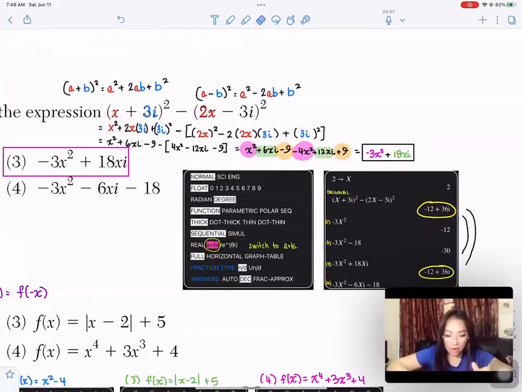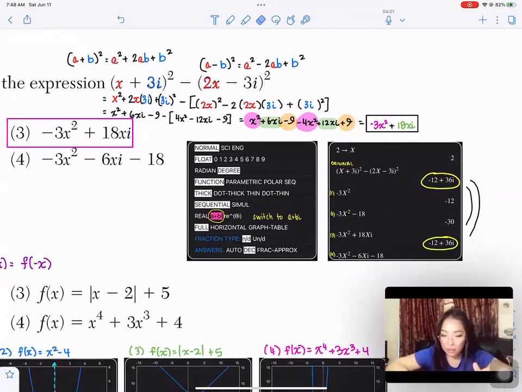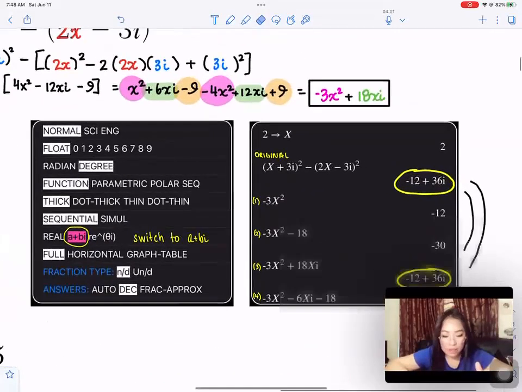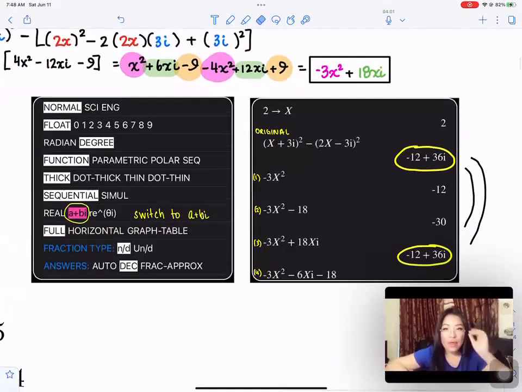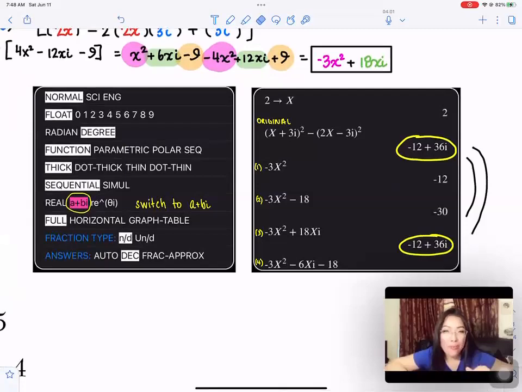Okay, now, can you do this on a calculator? Yes, you can. The only thing is that you would have to set x to a number. So for example, you say 2 store x, but make sure you're in the real world. And then you type in the original, and the calculator is going to give you -12 plus 36i. And then you just type in the choices on your calculator and see which one matches. The only one that matches is choice 3.